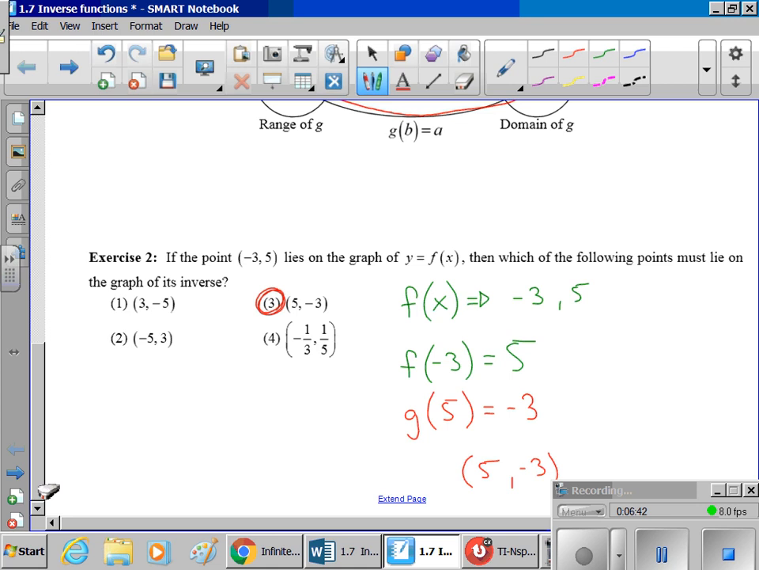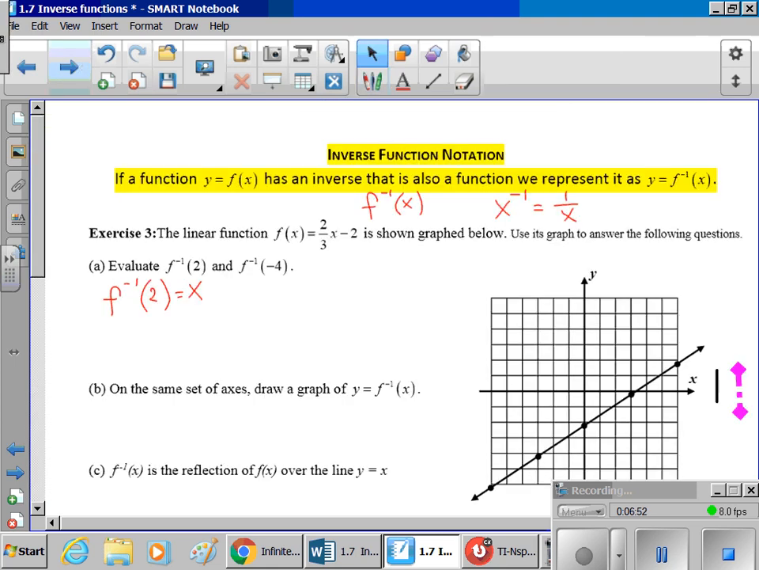So if you remember what we did in exercise 2, we switched these two when we moved from a function to its inverse, right? So I'm going to do the same thing now. And I'm going to say that f of x equals 2.